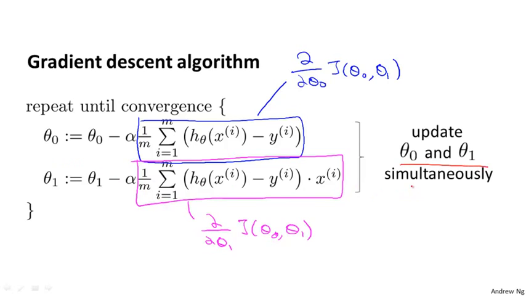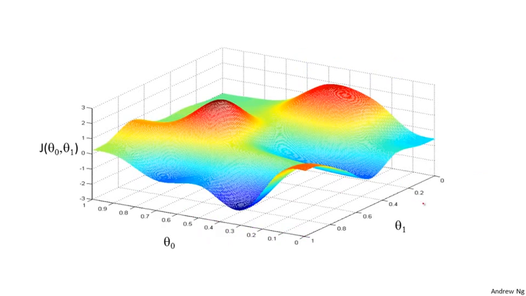So let's see how gradient descent works. One of the issues we saw with gradient descent is that it can be susceptible to local optima. When I first explained gradient descent, I showed you this picture of going downhill on the surface, and we saw how, depending on where you initialize it, you can end up at different local optima. You end up here or here.